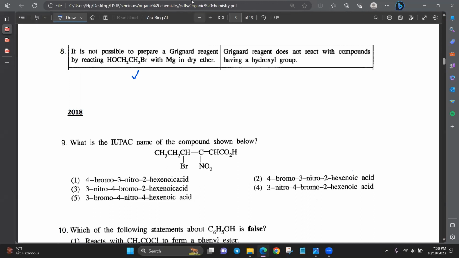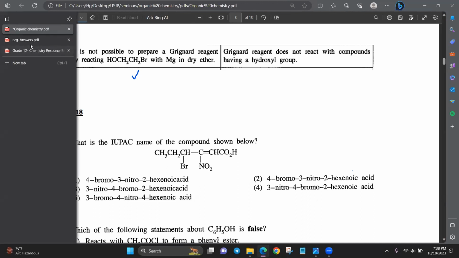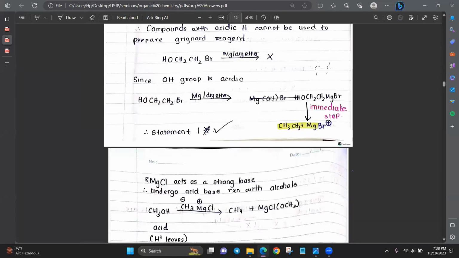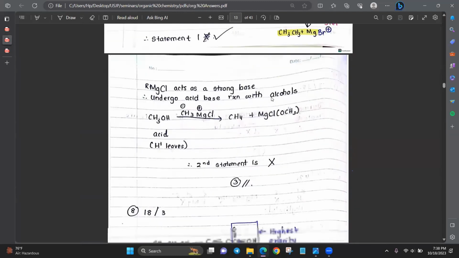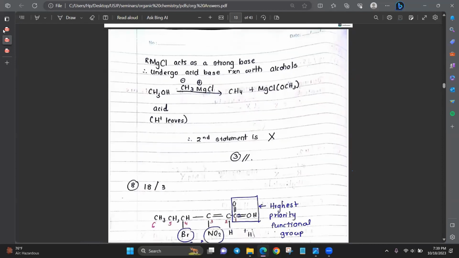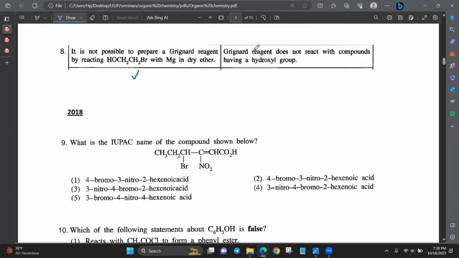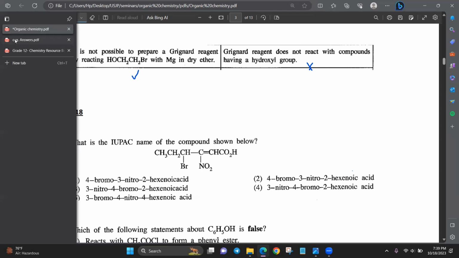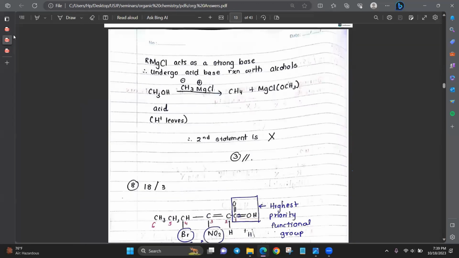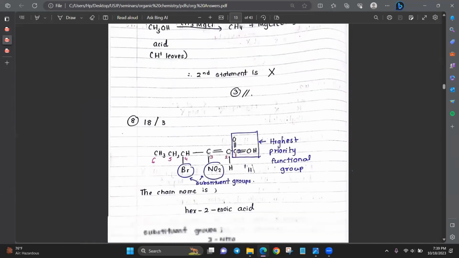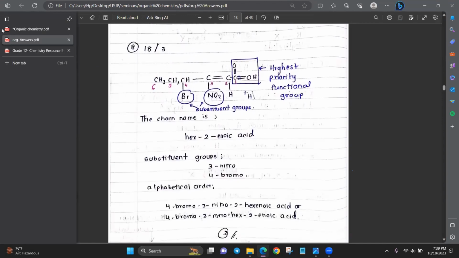Grignard reagent does not react with compounds having a hydroxyl group. Yes, that is also a correct statement. Wait, no, sorry. That is wrong, because based on this justification we went to this answer. Because it reacts with the hydroxyl group, it is not possible to prepare Grignard reagent. So this is obviously wrong. First statement correct, next statement wrong means answer number 3. Right, then let's go to the 8th question.